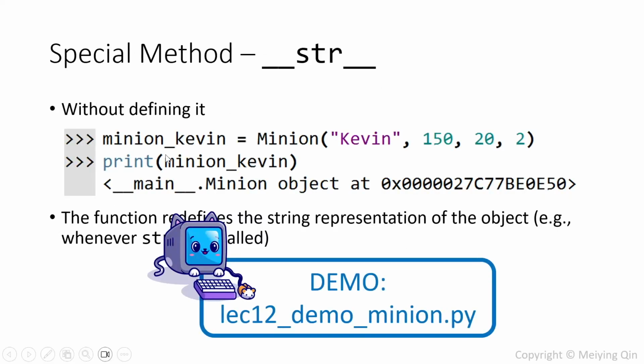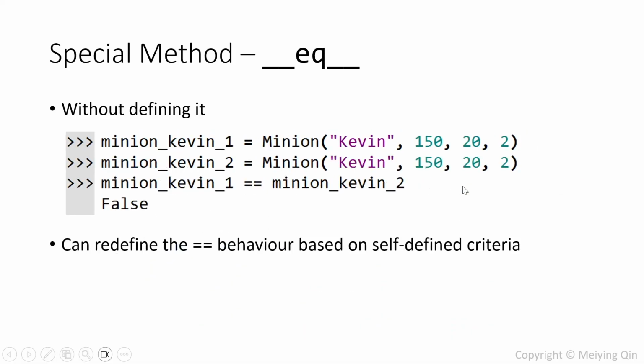Now, I already showed you what happens if you don't define a string method. It just shows a minion object at some random address. Now, there is another special method in the same demo file, which is under equal, or __eq__. Without defining it, if you define two minion instances, like minion Kevin 1 and minion Kevin 2, even if they have the exact same properties, same number of eyes, same color, same name, and so on, if you compare them using equal, it returns false.